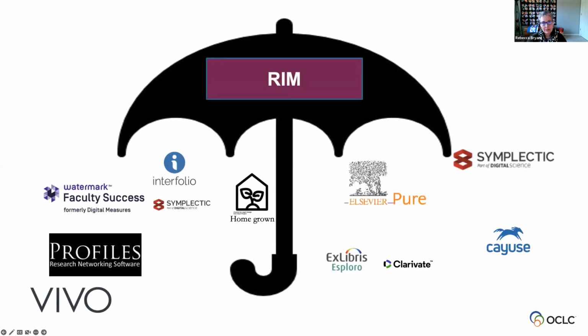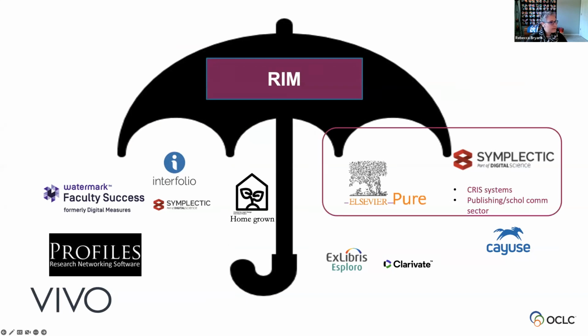Another way that can be helpful to think about what the space is, is to look at the product space. So we have a couple of products that are the leaders in this space, particularly in the US, which are the Elsevier Pure system, which Jan and I both have a lot of familiarity with, and also the Symplectic Elements system. Both of these are traditional CRIS systems. They come out of the European landscape. They were driven by European uses. And they are also owned by larger players in the publishing sphere, if you will.